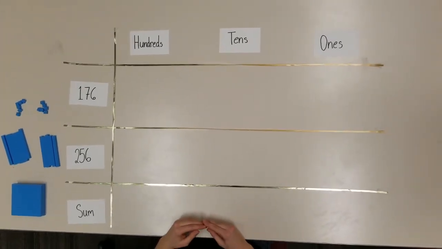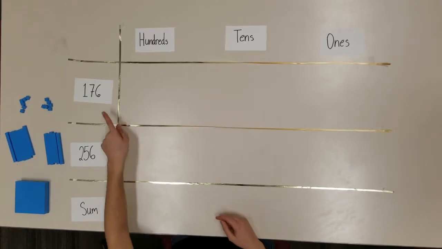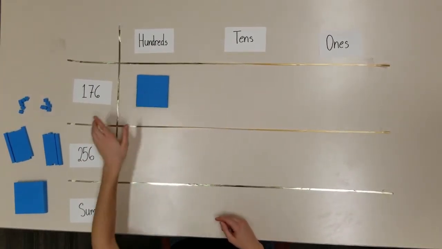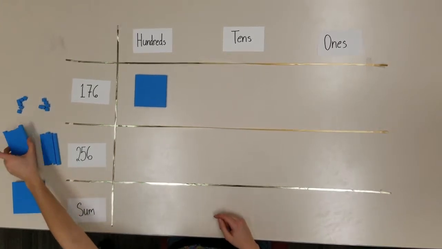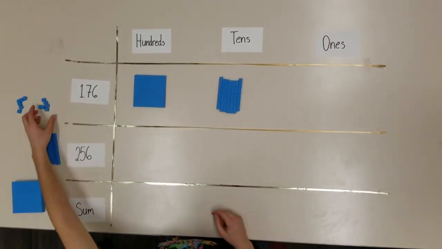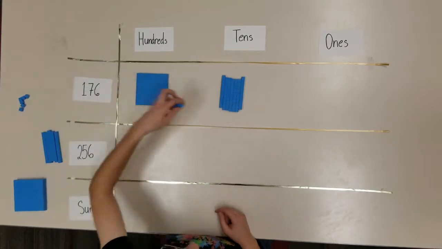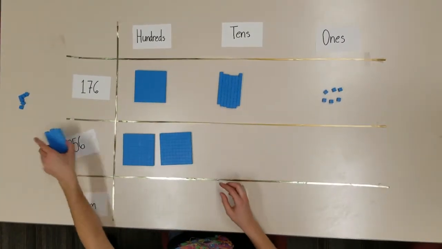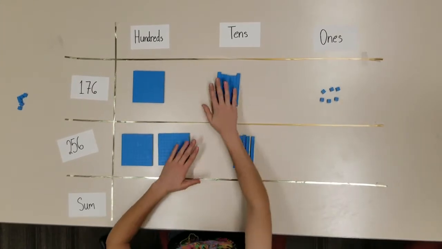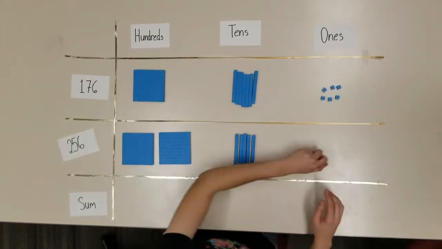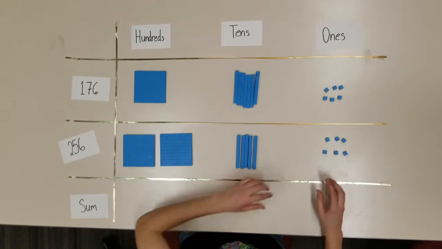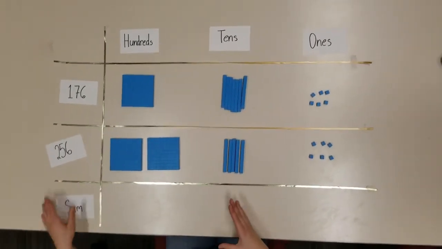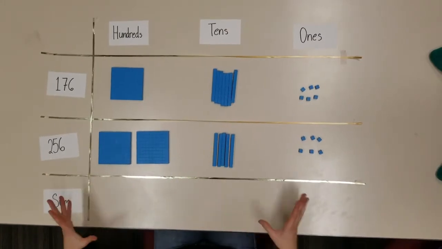Now we're going to be solving the problem concretely using base 10 blocks. I'm going to break the numbers into their place values. For 176, we have 1 flat in the hundreds place, 7 rods in the tens place, and 6 units in the ones place. For 256, I have 2 flats in the hundreds place, 5 rods in the tens place, and also 6 units in the ones place. To add these together, we can just combine all of the base 10 blocks together.